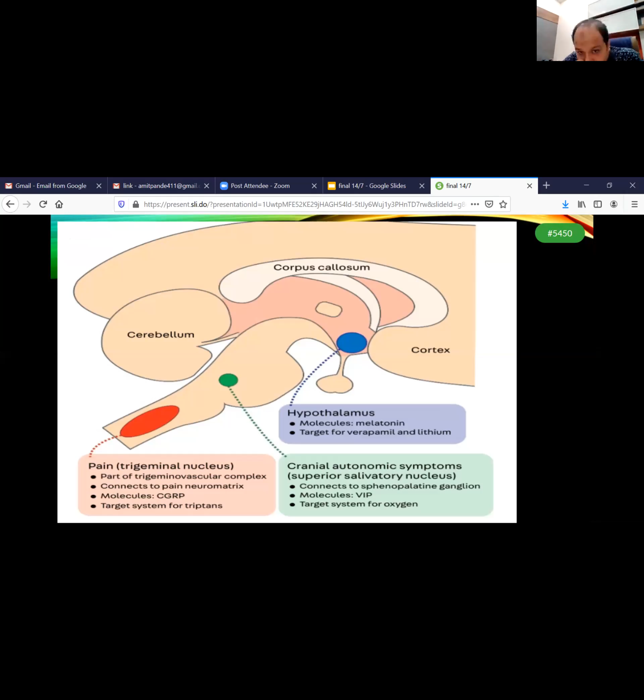The hypothalamus, the molecule released is melatonin. It is a target system for verapamil and lithium. And the cranial autonomic symptoms are mostly because of the superior salivatory nucleus. It connects to the sphenopalatine ganglion, and the molecule is vasoactive intestinal polypeptide, and it is a target system for oxygen. Okay, so three systems: the trigeminal nucleus, hypothalamus, and the superior salivatory nucleus. You have to remember these. Okay, the cortex is nowhere involved. Moving on to the next question.